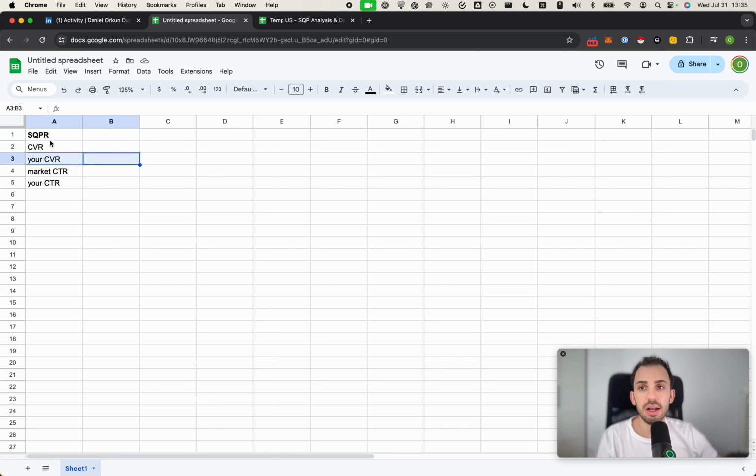And to get the overall, this is of course market CVR. To get the market CVR, you divide the market purchases with the market clicks. For your CVR, you divide your purchases with your clicks. For the market CTR, you divide market clicks by market impressions. And for your CTR, you divide your clicks with your impressions, which are all available in the Search Query Performance Report. And this is why this is super important.